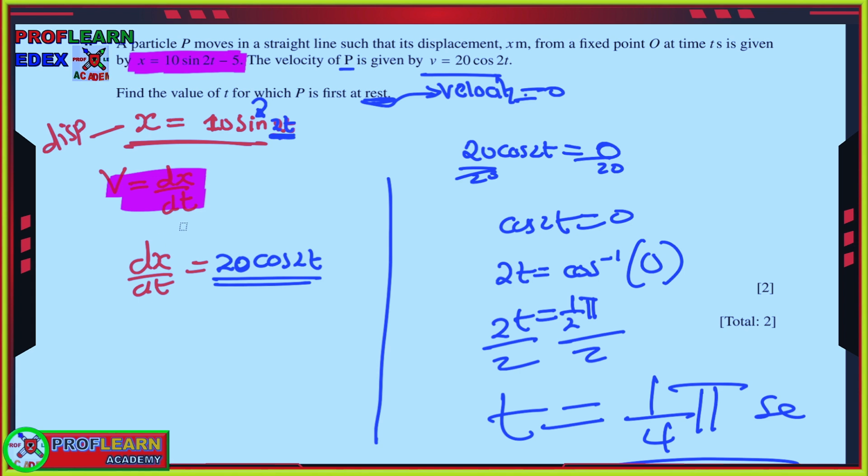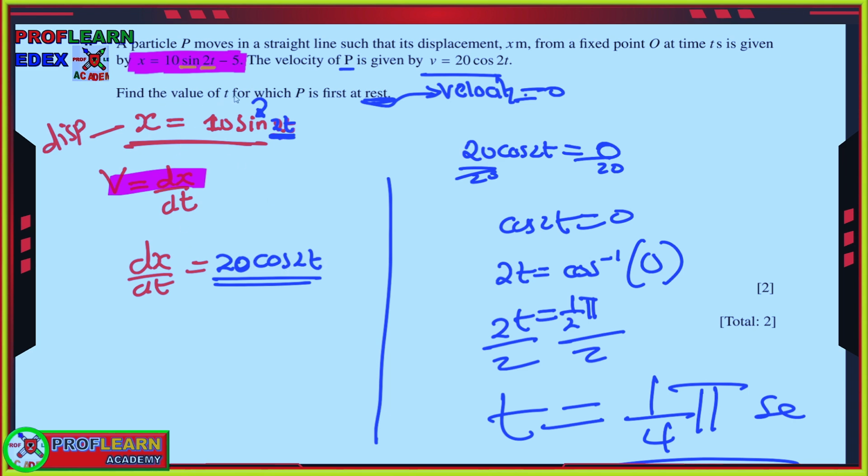That will be velocity. And differentiating this function, you need to know how to do it, because you have an inner function here. So differentiating 2t, you get 2, times 10, you get 20. Then differentiating sin, it now becomes cos. So the final answer becomes 20 cos 2t.